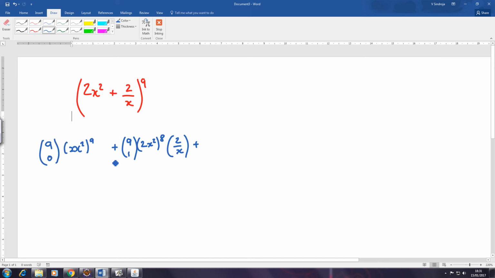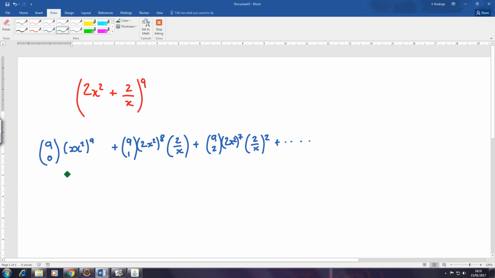So what I do is I write down the first 3 terms, so 9 choose 2 times 2x squared to the power of 7 this time, because it goes 9, 8, 7. And then 2 over x to the power of 2, plus dot dot dot. I don't bother writing the next. So what I do is I write the first 3 terms down, and then I try to look for a pattern.